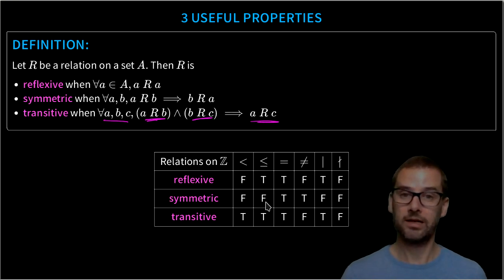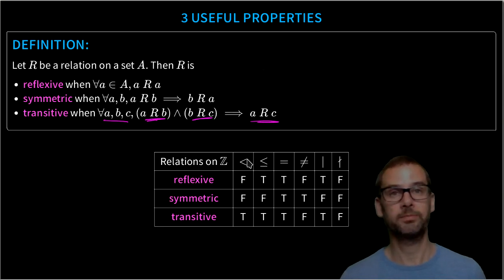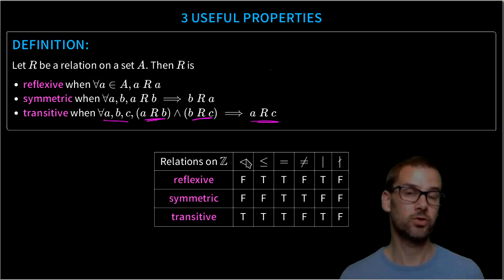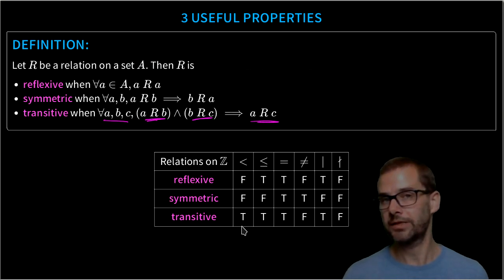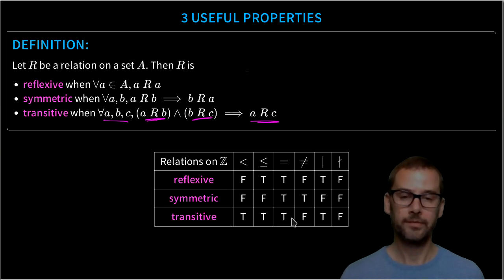Neither of these are symmetric because, for example, just because 1 is strictly less than 2 doesn't mean 2 is strictly less than 1. So that's why it fails to be symmetric. But it is transitive. If 1 is less than 2 and 2 is less than 3, then 1 is less than 3. Okay, so you can work your way through these.